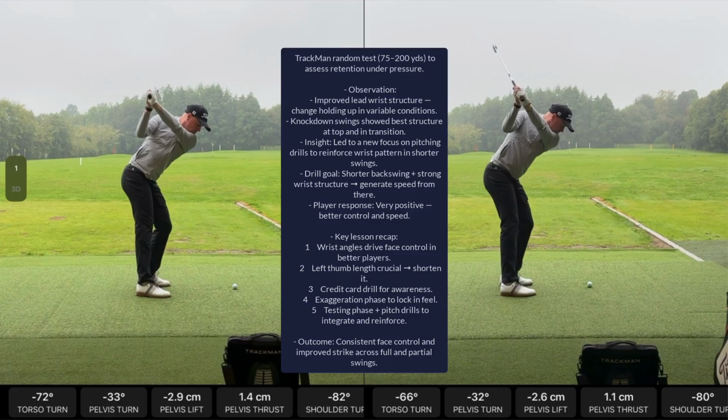So let's recap. What have we learned from this? When we're dealing with face control with a better player, wrist angles are quite commonly the cause. This player was demonstrating right and left misses and slightly heavy strikes. We also learn that you may need two or three different approaches.